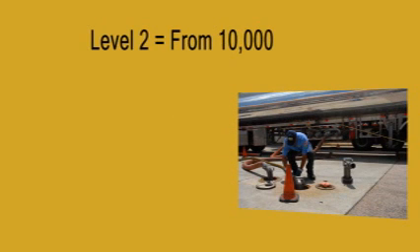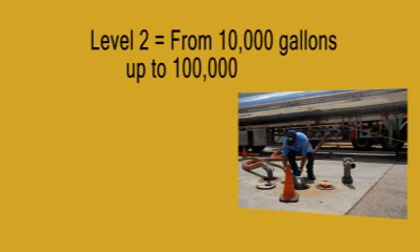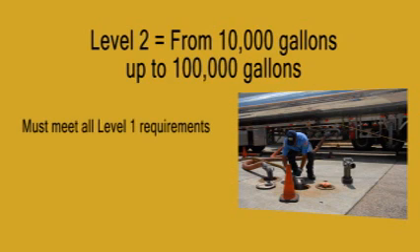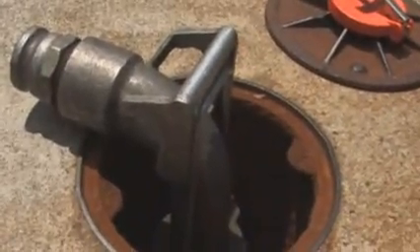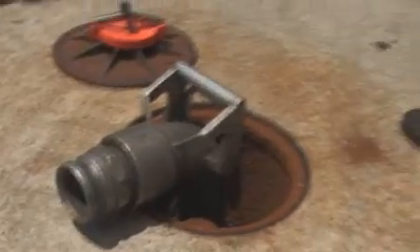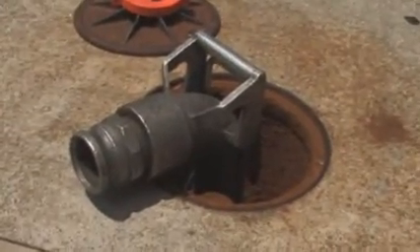Level 2. Facilities with a monthly throughput at or above 10,000 gallons but less than 100,000 gallons must meet all Level 1 requirements, plus the following Level 2 requirements. Storage tanks at or above 250-gallon capacity must be loaded using submerged fill pipes or drop tubes. Submerged filling reduces the release of gasoline vapors by reducing splashing when the gasoline is loaded. With this equipment, less vapors are produced, and the potential for air emission is therefore reduced. Note: storage tanks less than 250-gallon capacity must follow requirements for Level 1.